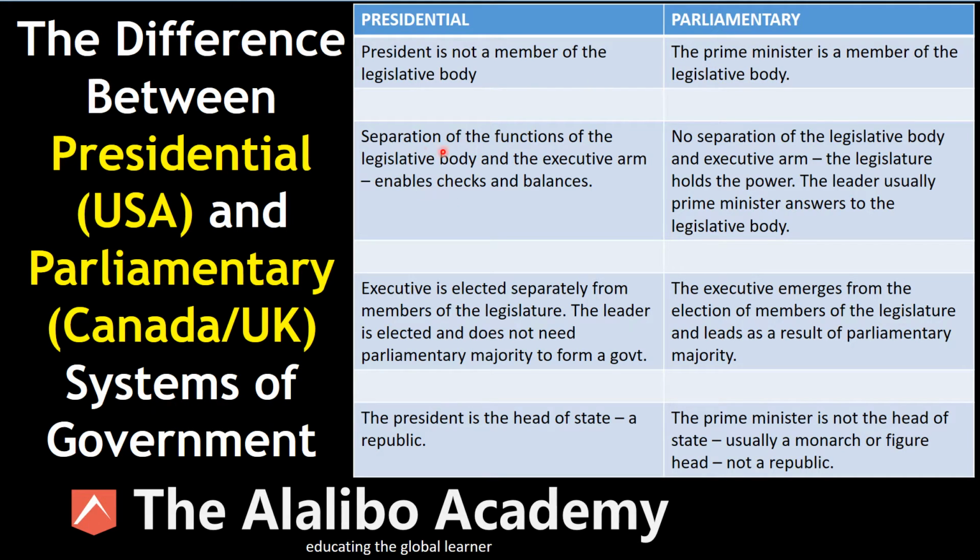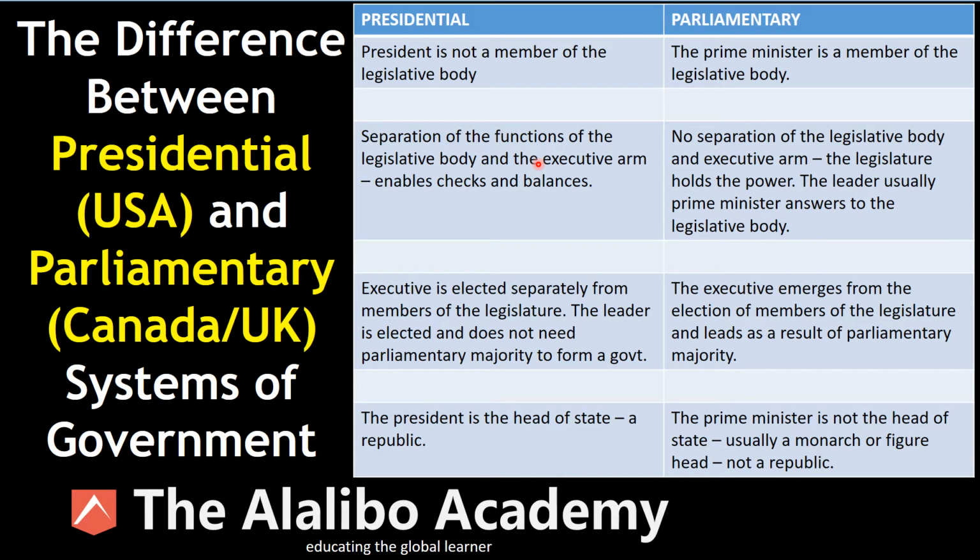Now, the second difference is the separation of functions, and this is very, very critical in terms of structure. So the separation of functions of the legislative body and the executive arm under the presidential system of government, and this enables checks and balances that are so critical in transparency and holding the different arms of government accountable. Right, so under the presidential system of government, there are three arms of government: the executive, the legislative, and the judiciary. Now, the executive and the legislative are elected separately.